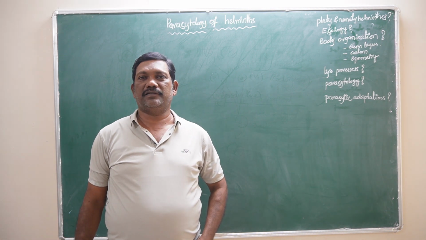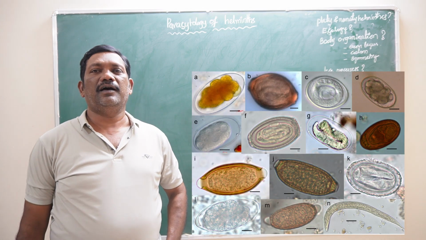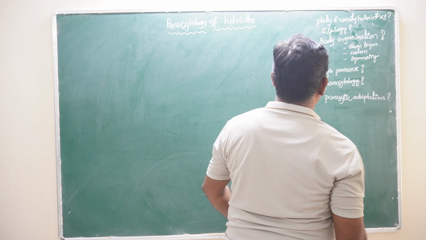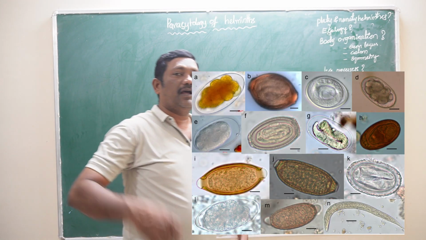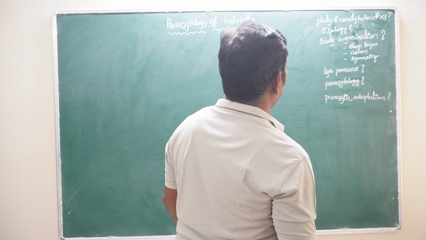Parasitology of helminths, helminthic parasites. Those are platyhelminthes and nematohelminthes, or nematodes. In this discussion, we are going to discuss what platyhelminthes and nematohelminthes are. How is their basic body structure?